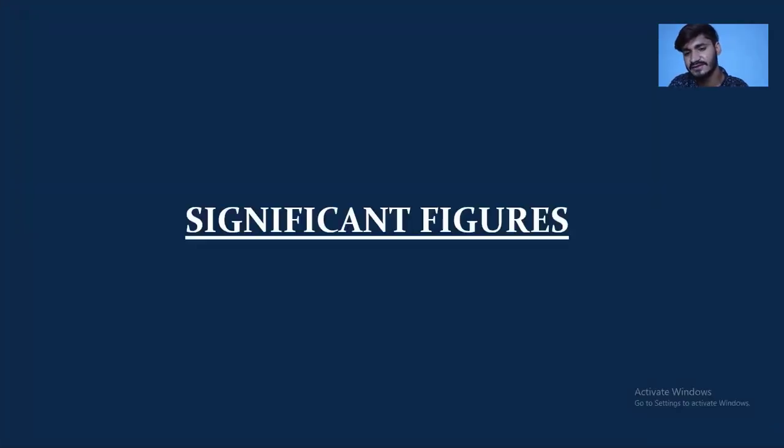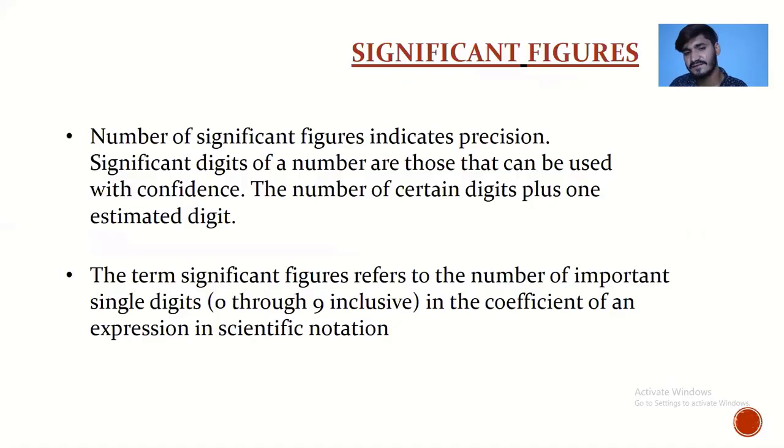Now significant figures. The number of significant figures indicates precision. Significant digits of a number are those that can be used with confidence. They are the number of certain digits plus one estimated digit. The term significant figures refers to the number of important single digits, 0 through 9 inclusive, in the coefficient of an expression in scientific notation.